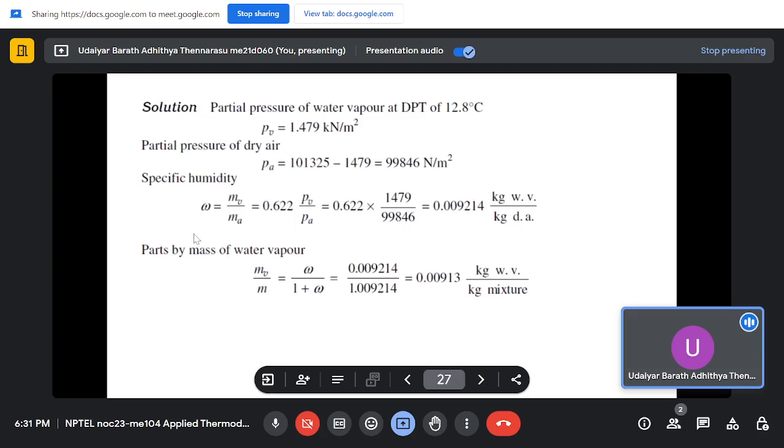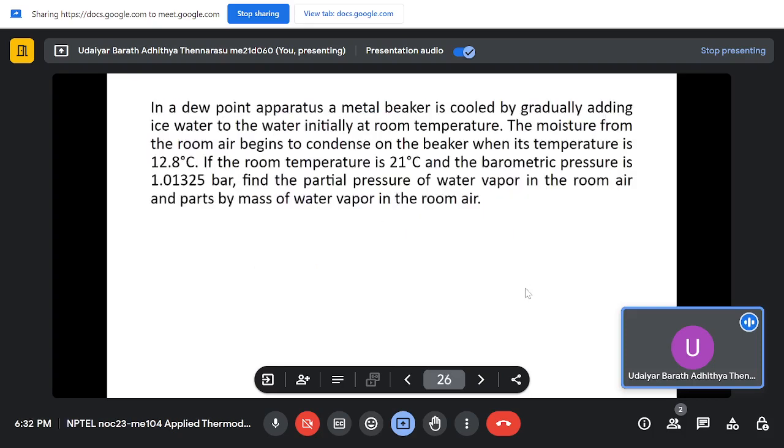So now we can find out parts by mass of water vapor in the total mixture. So mass of vapor is nothing but omega into ma, and ma can be expressed as mt minus mv. Writing the expression for mv in terms of mv by ma, we will get omega by 1 plus omega. On substituting the specific humidity value, we will get this vapor mass fraction as 0.00913 kg of water vapor per kg of mixture. So we have found out both.